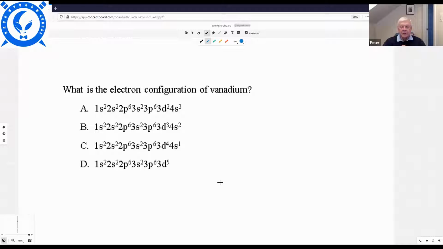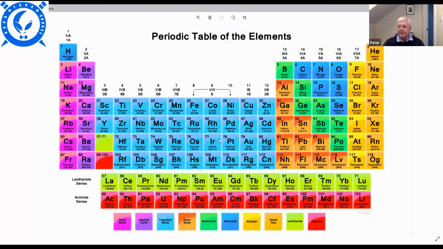Okay, unfortunately, everybody missed this one. So clearly we better spend a little bit of time deciphering how we get electron configurations. The correct answer is B, but let's see how we arrived at that. And for that, I'm going to call up the periodic chart. So I go to New Share, and I call up my old periodic table. Here we are. Vanadium sits here.